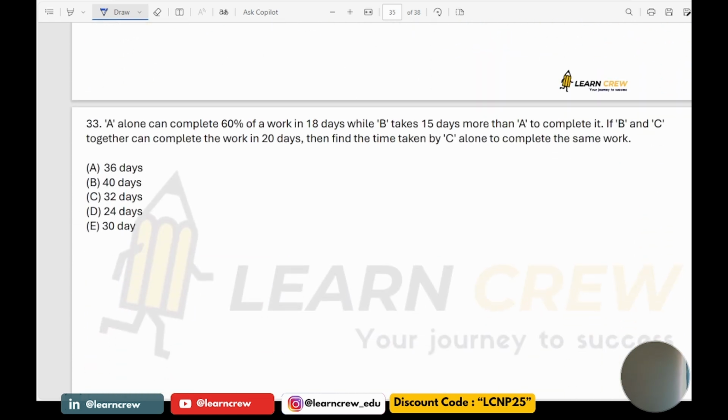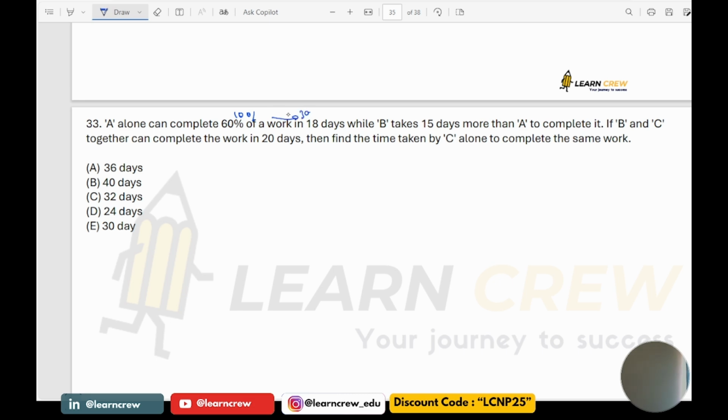Next, A alone can complete 60% of the work in 18 days. B takes 15 days more than A to complete it. If B and C together can complete the work in 20 days, then find the time taken by C alone to complete the work. 60% in 18 days means 100% it takes 30.